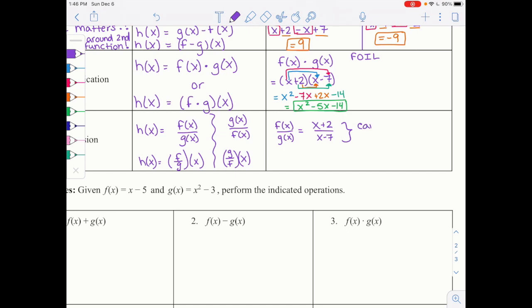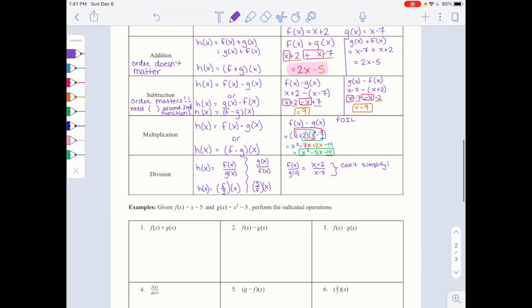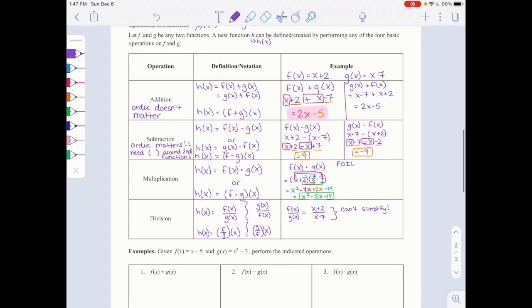You can't simplify. You can't cancel the x's here, because it is a binomial. So I cannot divide the x's here. It does not work. There's nothing to simplify. There's nothing to add. There's nothing to subtract. I can't do anything. That is just my final answer. And the same would be true if I flipped it upside down. So I can't simplify. I would just leave it like that.